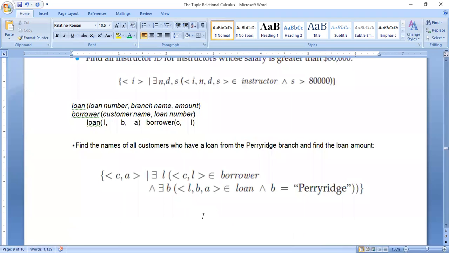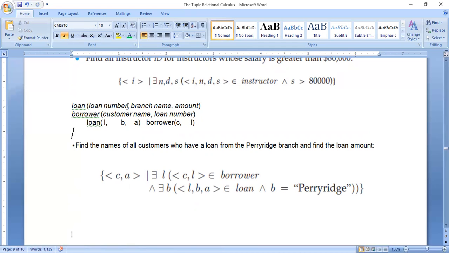Now consider one other type of query which uses two relations. Find the names of customers who have a loan from the branch and find the loan amount. So we have to find the customers who are having the loan at the branch and also print the loan amount. This loan amount is printed from the loan, but the name of the customer cannot be printed, so we use another relation, borrower. This borrower relation consists of two attributes, customer name and loan number, for which we have used two different domain variables C and L.